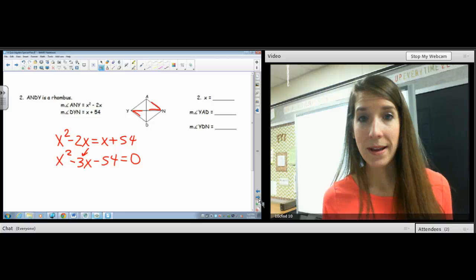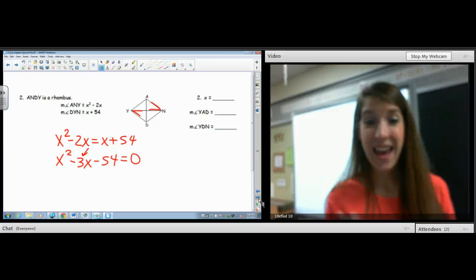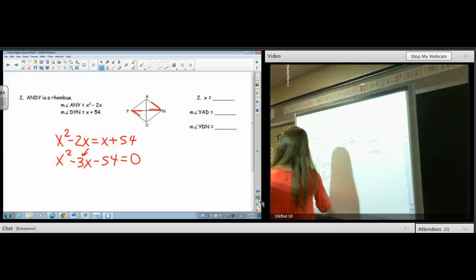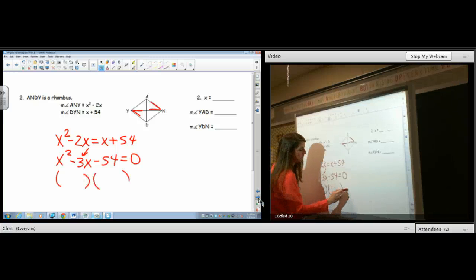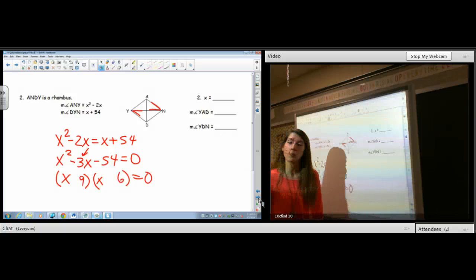54 divided by 6 is 9. So I know 9 and 6 are my lucky winners because I can make a 3 out of a 9 and a 6. So I put my parentheses down, equals 0, (x )(x ). So I chose 9 and 6. It doesn't matter where you put them.